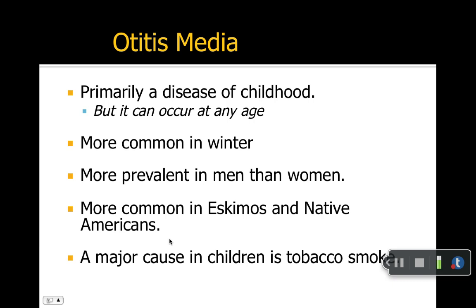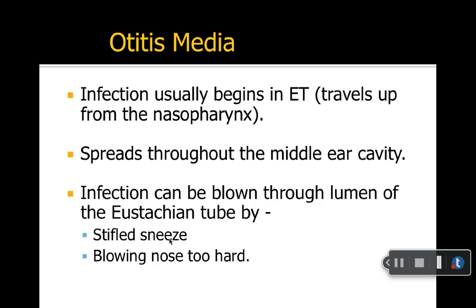Ear infections are primarily a disease of childhood, but they can occur at any age. They are more common in winter, as we have more colds, and more prevalent in men. Remember I said they're more common in Eskimos and Native Americans, and a major cause in childhood is tobacco smoke. It irritates the eustachian tube, and that's why children get more ear infections.